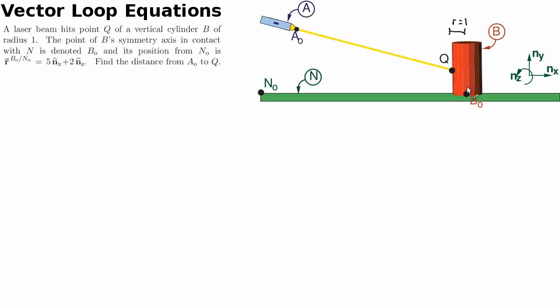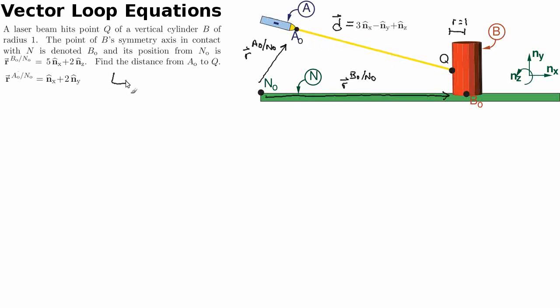Next, the point of B's symmetry axis, which is in contact with N, is denoted BO, and its position from NO is given as 5nx plus 2nz. Next, we're given that the direction vector of the laser beam is 3nx minus ny plus nz, and we're going to just refer to that as some vector d. Finally, we're given that the position vector of AO from NO is nx plus 2ny. So finally, the question here is to find the distance between point AO and point Q.